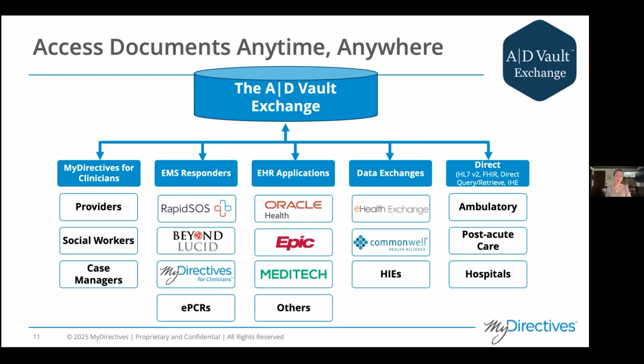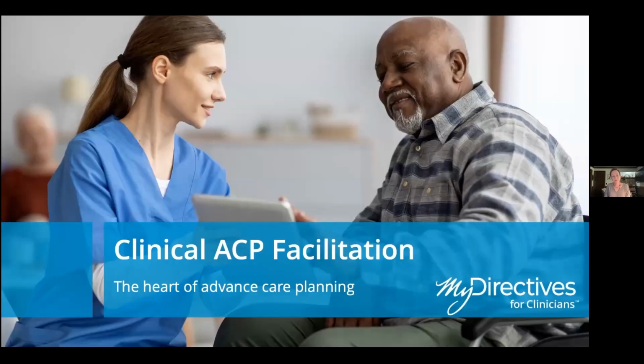We've already talked about EMS and the data exchanges. The only mechanism I haven't talked about is our direct connections. There are some organizations that ask us to basically set up a pipeline to them. They're not sending us documents, but they want to see what we have in our exchange. So we set up a pipeline that allows us to send those documents to them if they have a patient that matches one of our patients in the system. That's the hub. That's where the documents end up. But how the documents get done is in MyDirectives for clinicians and in MyDirectives.